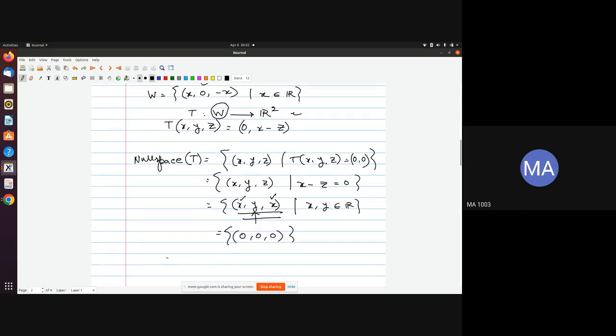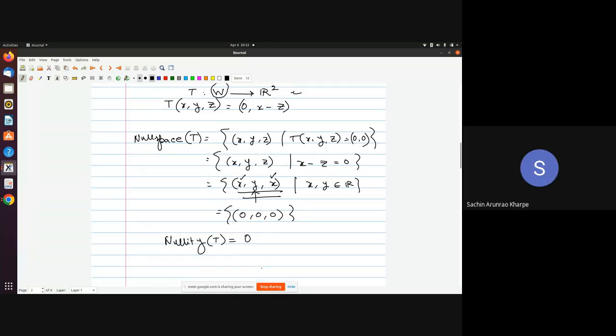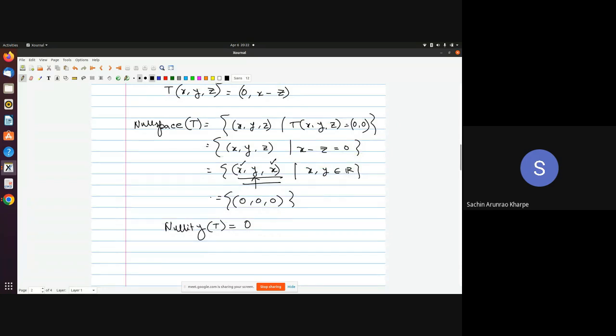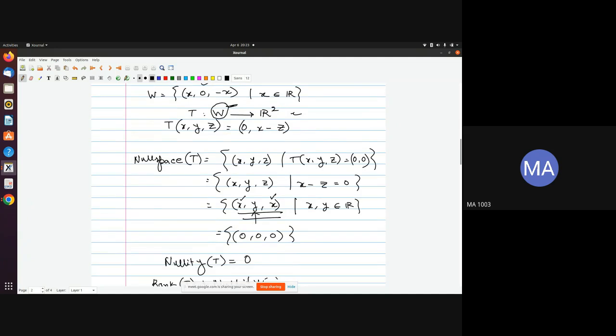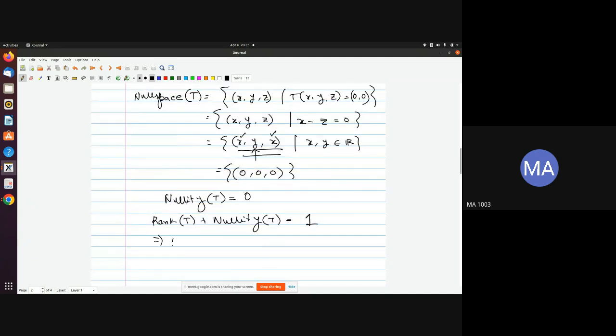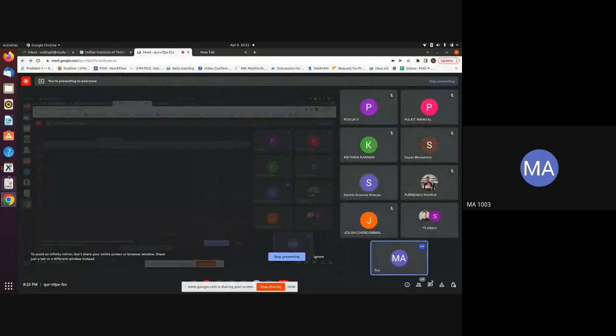So what is the nullity of T? Nullity of T is 0, not empty, it is the 0 vector. So nullity is 0. Now if we apply the rank-nullity theorem, what is the dimension of the domain? The dimension of the domain, which is W, is 1. Now nullity is 0, so now you can find the rank. This is what the answer was. Got it? Clear? Yes, sir.